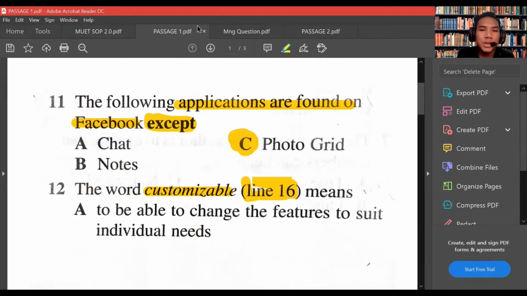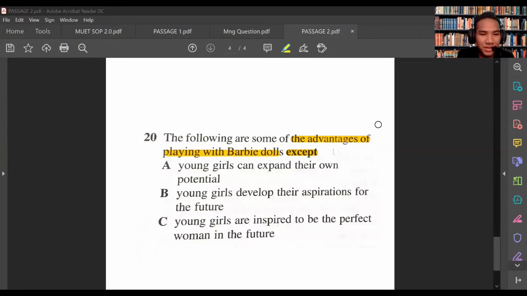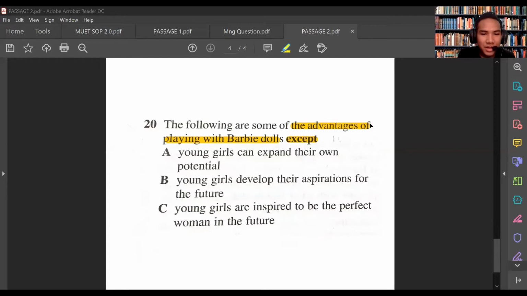So moving on to the next example. For question 20, it is another example of FO types of question. As we read through the question, the following are some of the advantages of playing with Barbie dolls, except. As usual, we use the SOP to answer this question. First, we need to identify the FO question. This word "except" is one of the signal words used to determine the FO question.